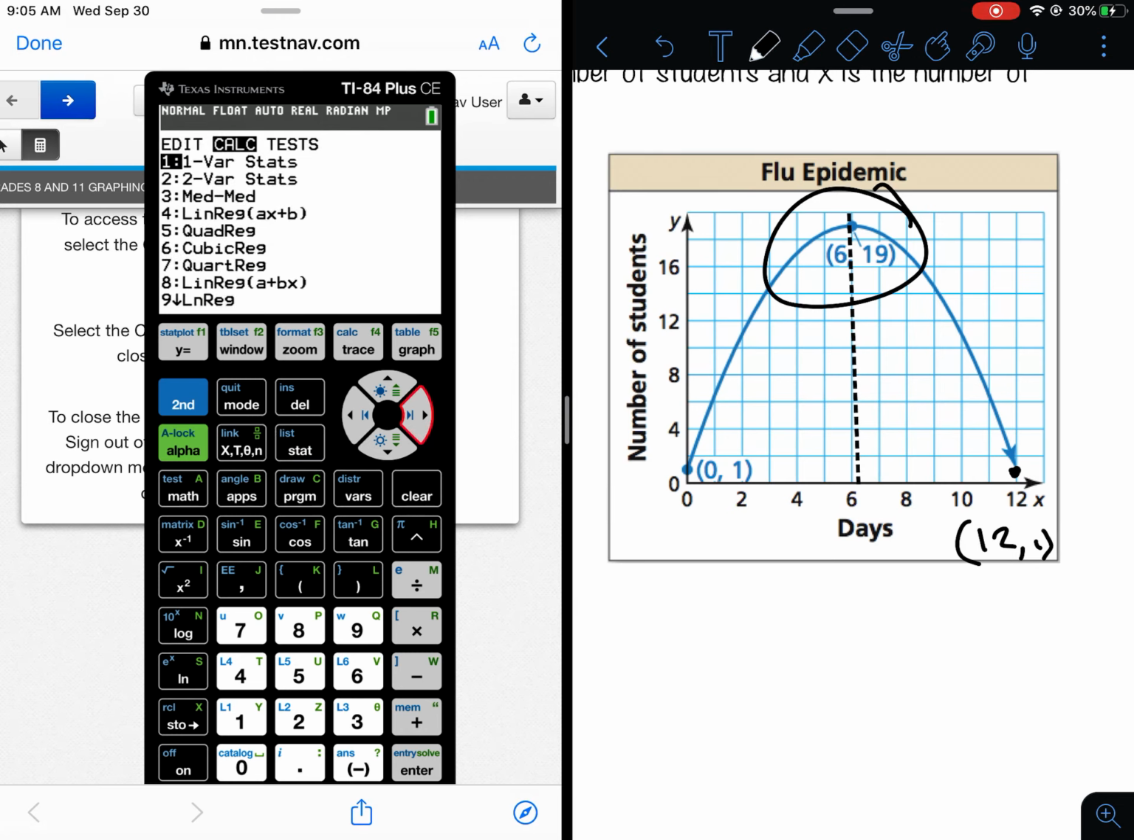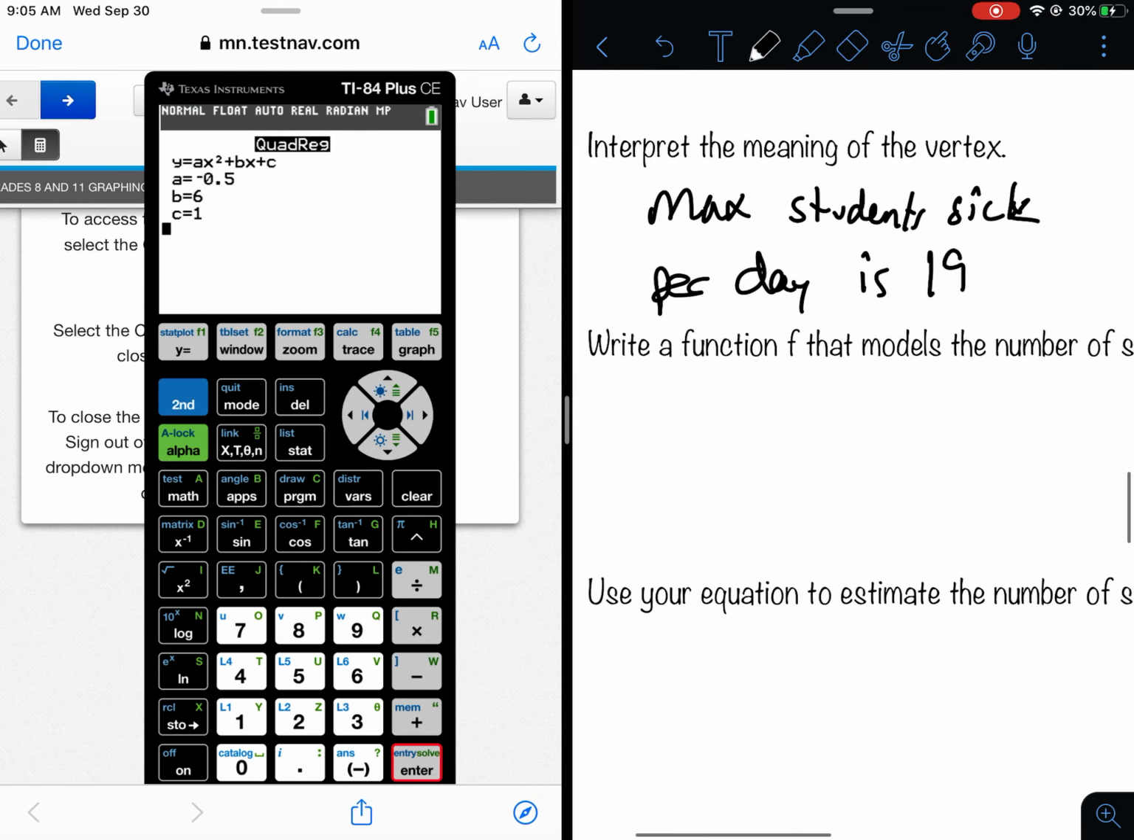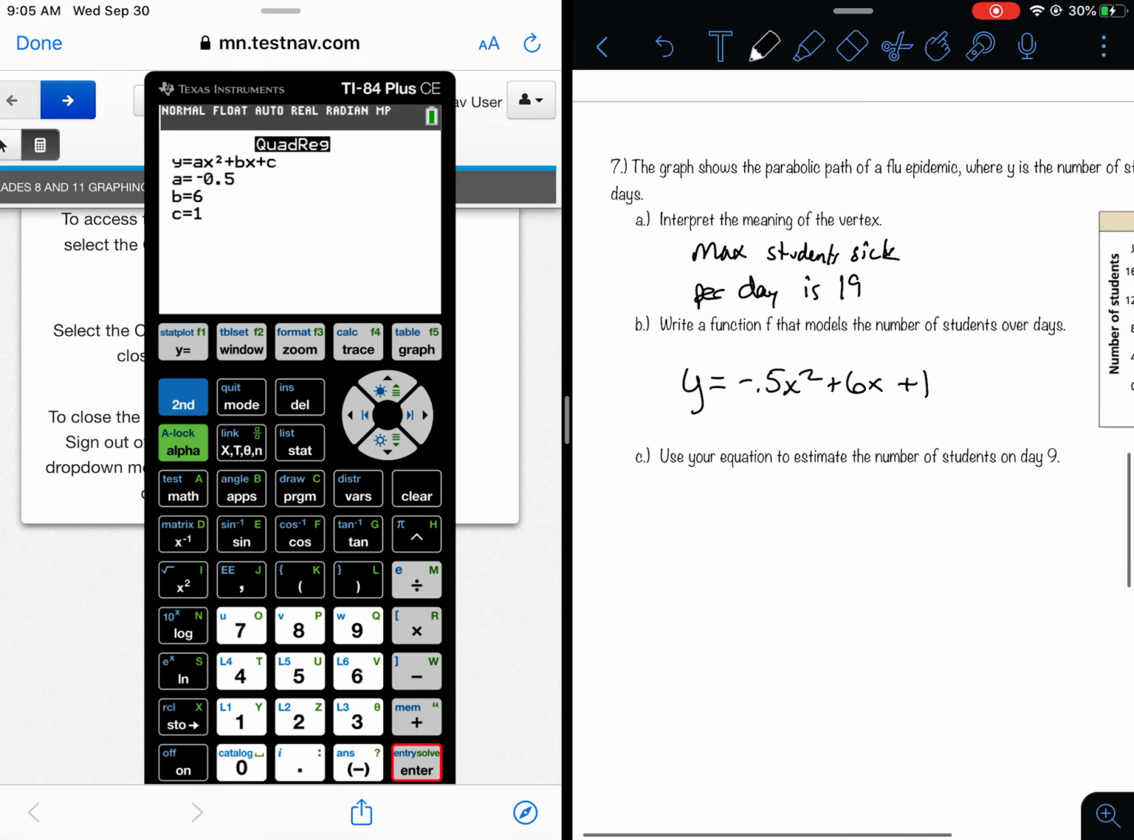And so we go to stat and calc. And this time we're going to go to quadratic regression to find the equation. Now it gives it to us in standard form, ax squared plus bx plus c. So we simply just write the equation. Y equals a is negative 0.5, x squared, b is 6, and c is 1. And so there's our function.